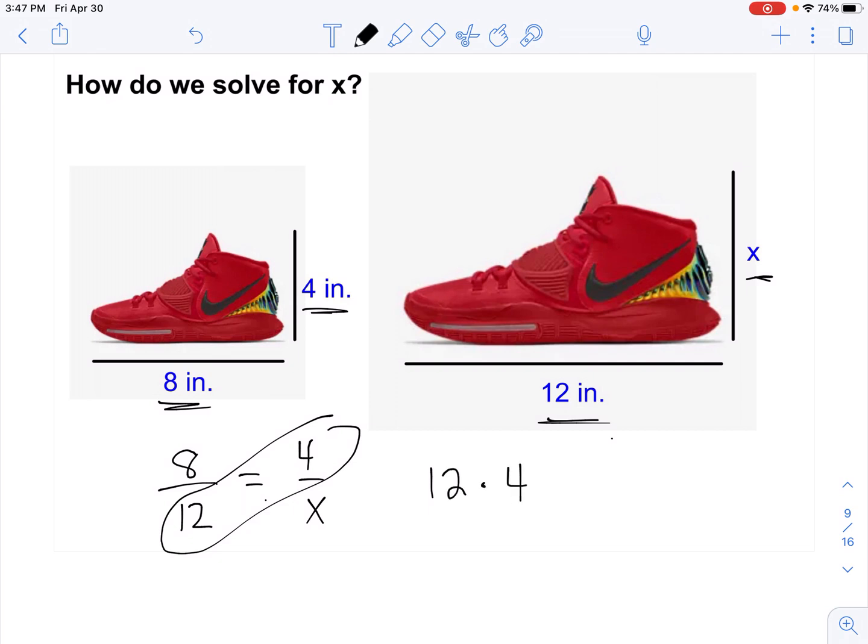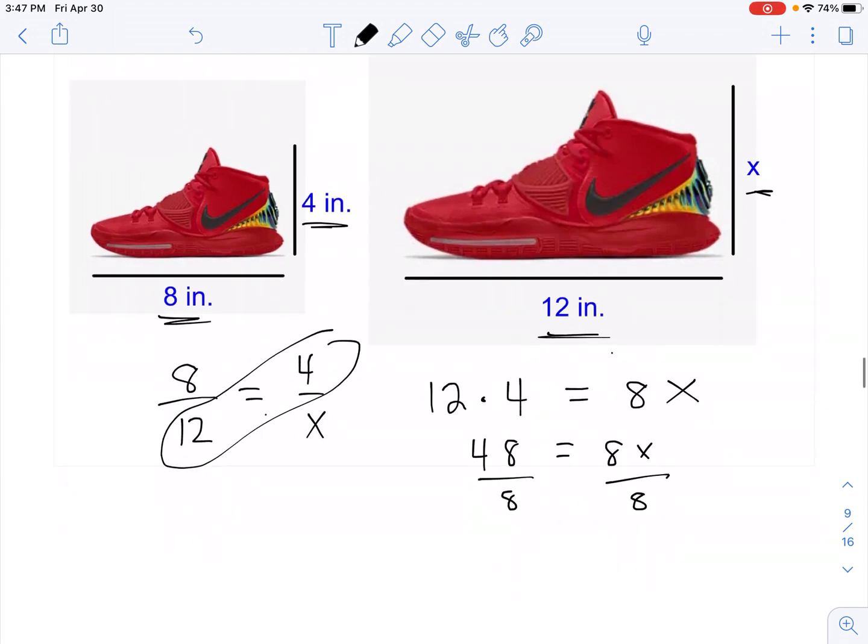So 12 times 4 must be equal to 8 times x. 12 times 4 is 48, so 48 equals 8x. Find x by dividing by 8 on both sides. X must be 6. So the height of the bigger shoe is 6 inches.